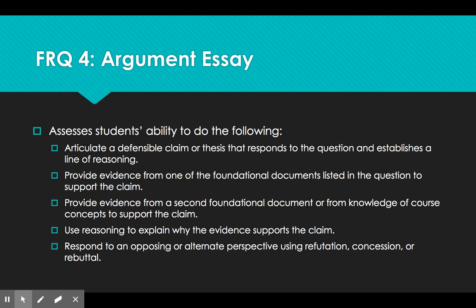And then the last one, and the one that sometimes students are going to find the most difficult, is the argument essay. And this is going to assess your ability to articulate a defensible claim or thesis that responds to the question.